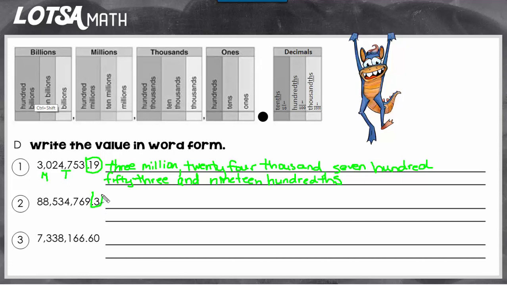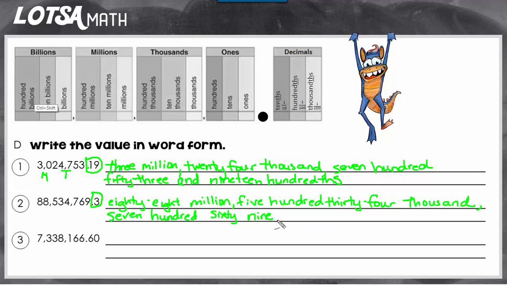Okay, so let's look at number 2. Remember, first just sort of ignore the decimal value and do the first part, the whole numbers, like we normally would. 88,534,769. So then you would write those numbers. Okay, once you get that part down, 88,534,769, now comes the part that's a little bit different. Remember, when you see the decimal point, you write the word and. Okay, and now you just write this number just like you see it, just like that was 19.